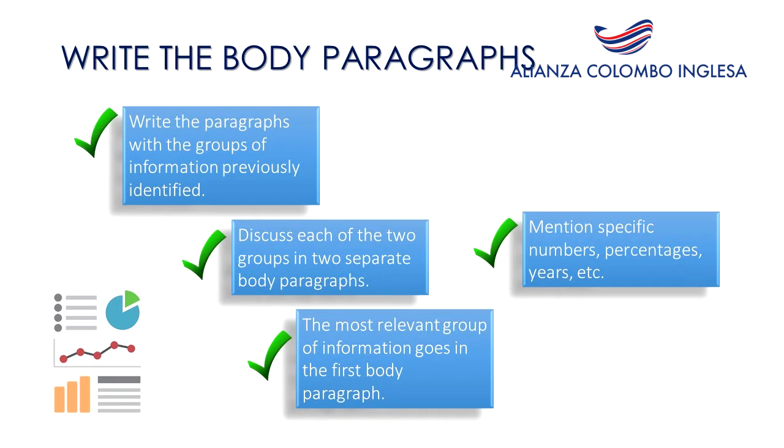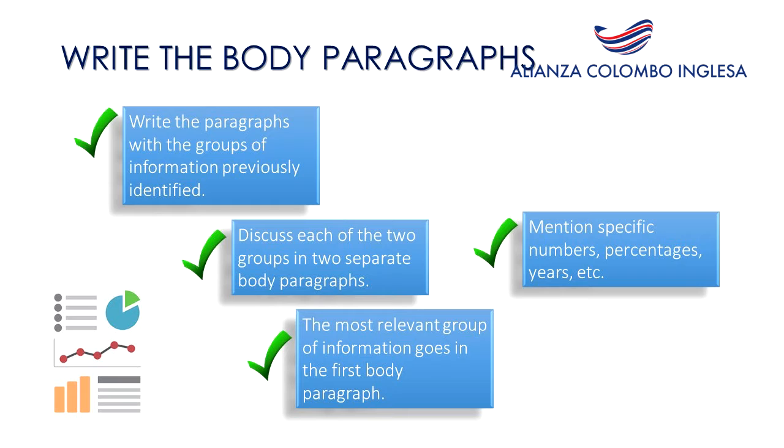To organize our body paragraphs, we should keep in mind the groups of information that we identified previously. In this case, in our example, we defined two groups of information, each one talking about two different countries. So that means that each of the groups should be described in two separate body paragraphs. Now, if one of these groups presents the most relevant information, it should go at the beginning. This should be the first body paragraph.